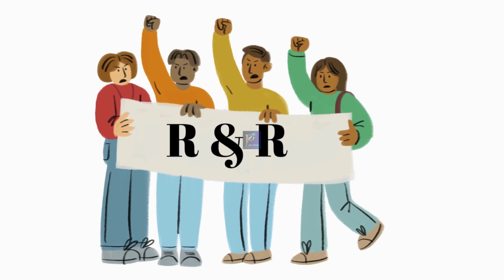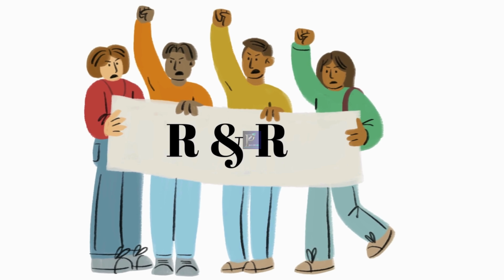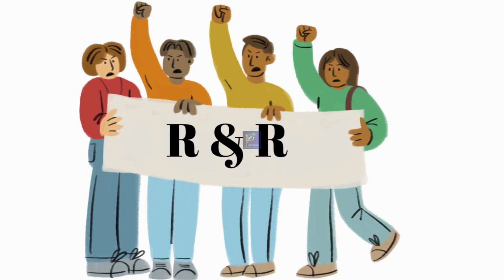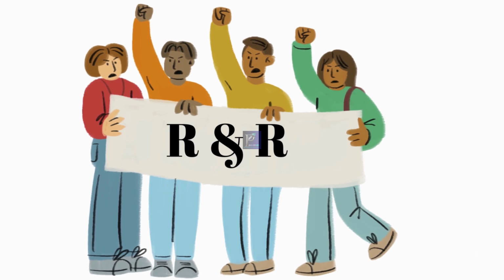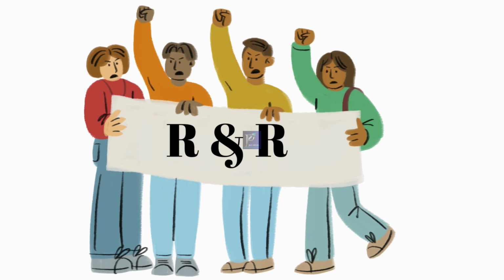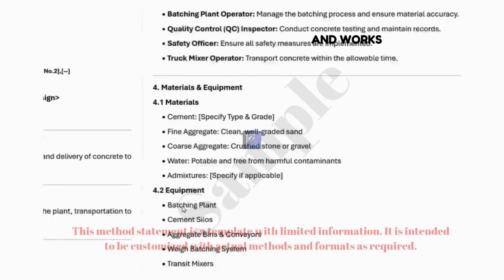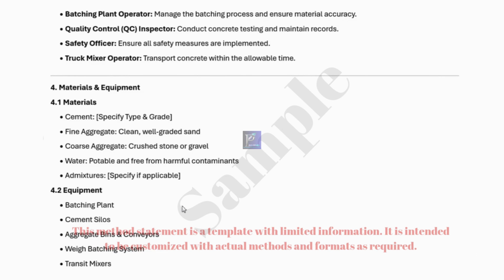Roles and responsibilities. This section outlines the key personnel responsible for executing the activities, such as batching plant manager, lab technicians, quality control officer, site supervisor, construction manager. Instead of writing lengthy paragraphs, I recommend using a simple matrix to map tasks against the responsible roles. This makes it easier to understand.